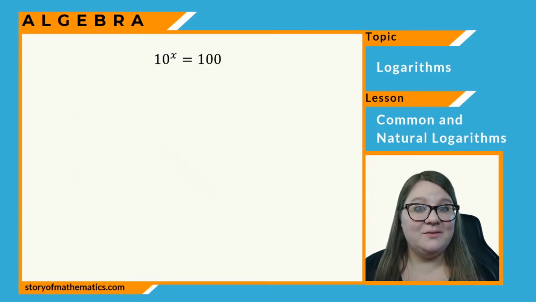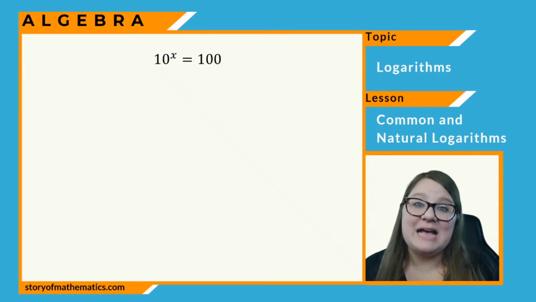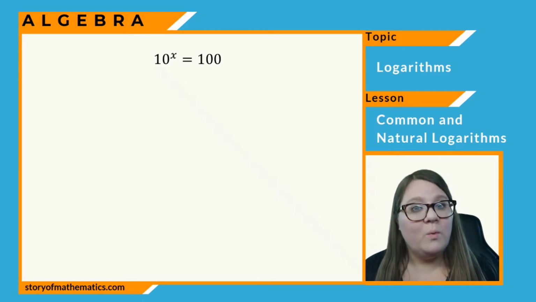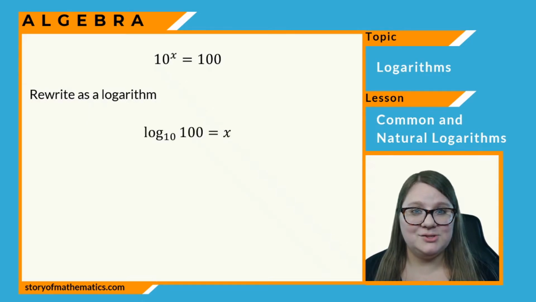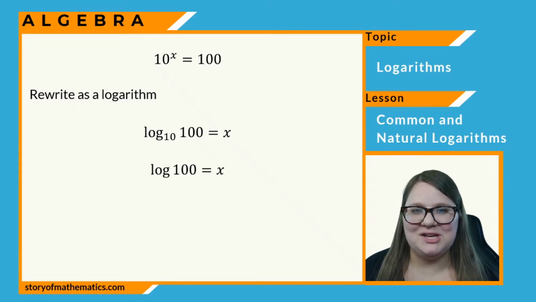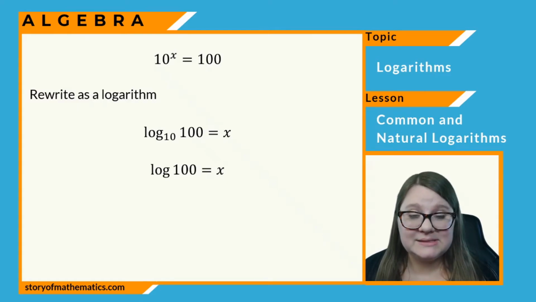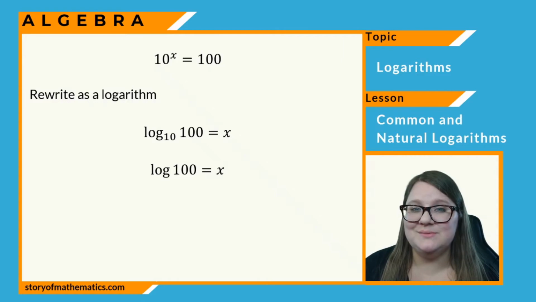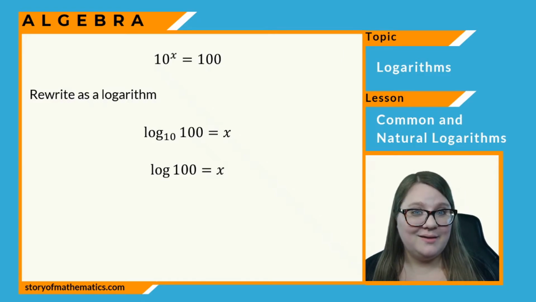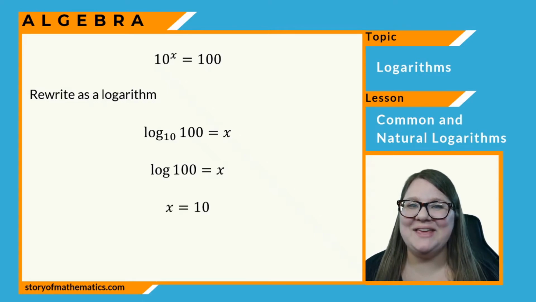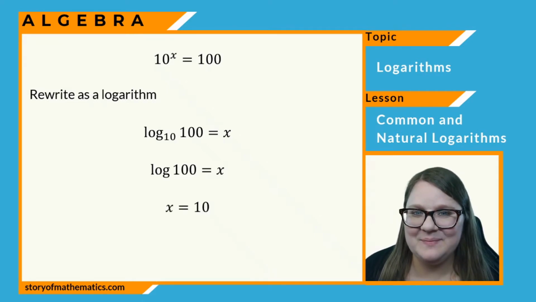Let's say I want to solve for x in the equation 10 to the x equals 100. One way I could solve that is by rewriting it as a logarithm. This would be log base 10 of 100 equals x, which is the same thing as saying log of 100 equals x. Again, when we don't see a base, that assumes base 10 and implies that. So now we can type into our calculator log of 100 and we get that x equals 10.